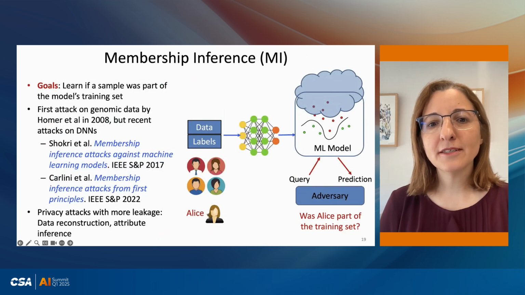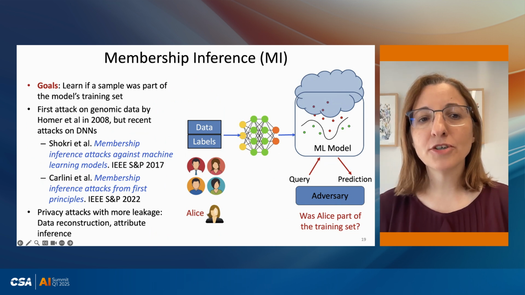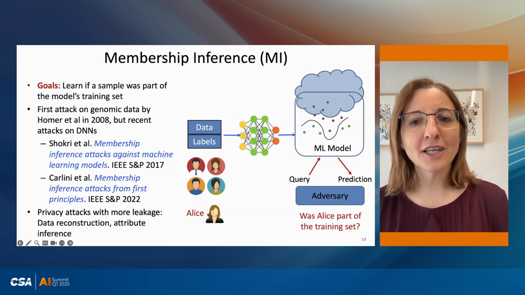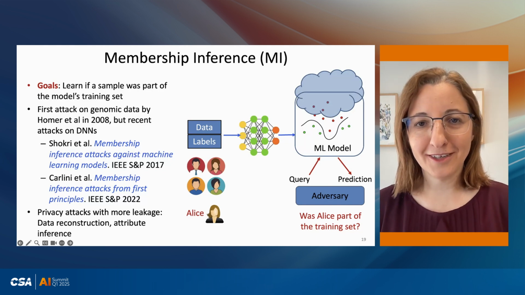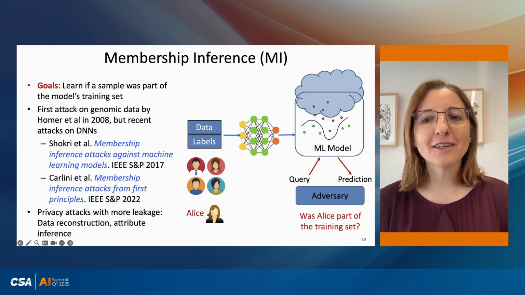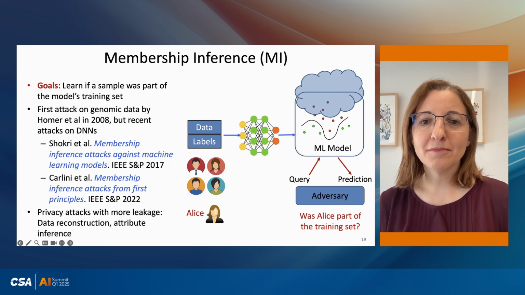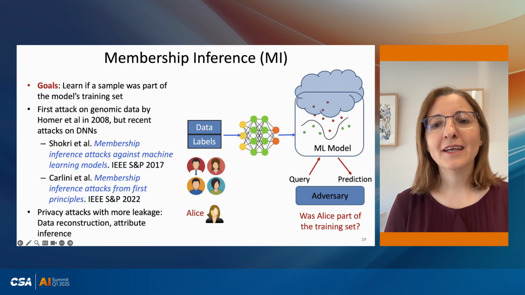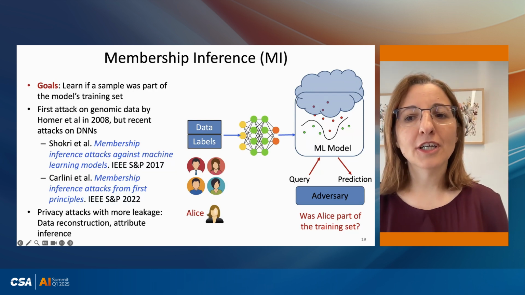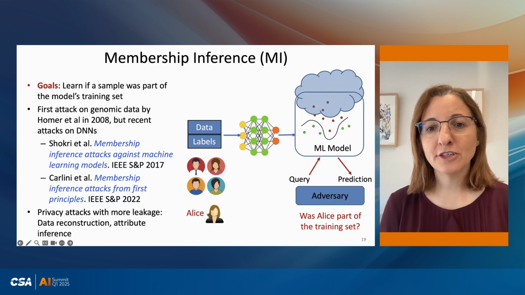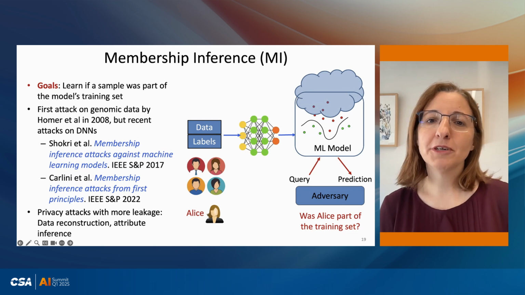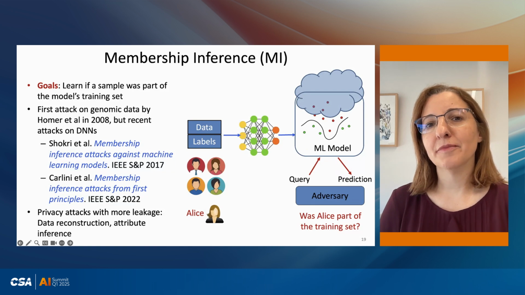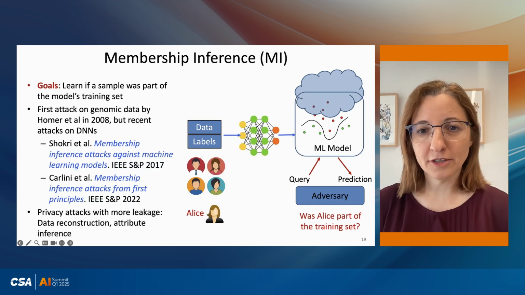So the most basic privacy attack is membership inference, in which the attacker would like to learn if a sample was part of the model's training set. Being part of a training set of a model might itself be sensitive. For instance, in a medical application in which the model is trained on patients with a rare disease, knowing that someone is part of the training set might reveal information about their medical condition.